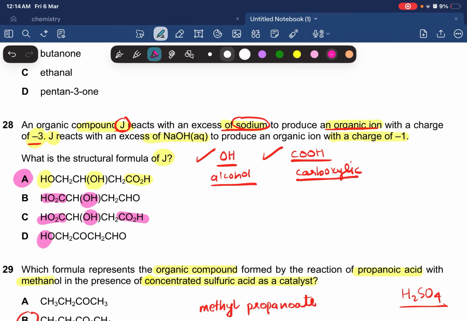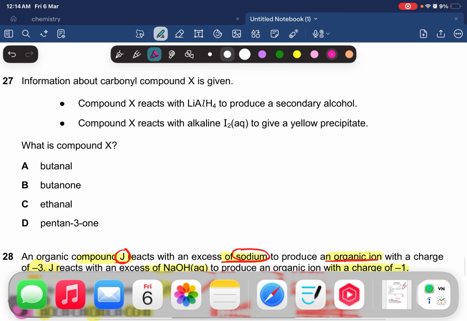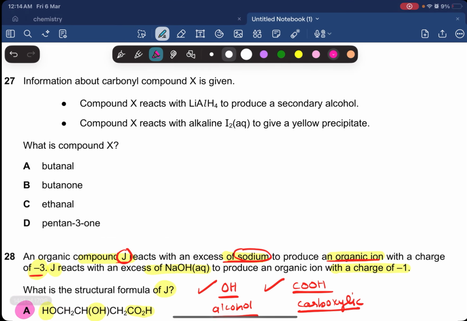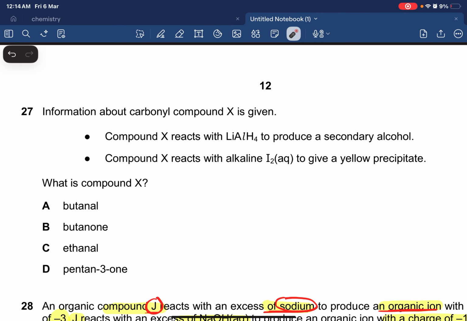The answer to 28 is A. I have not checked it. Let's check it. I know I'm correct. I don't think I need to check. Yeah, I know chemistry, it's fine. But I'm just telling it to you guys, think about it rationally.